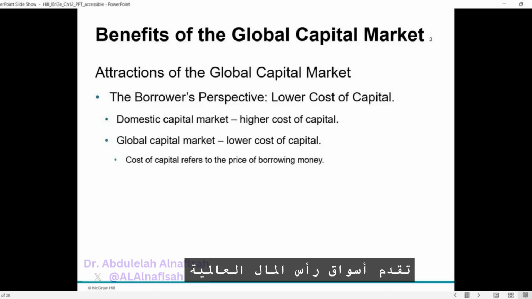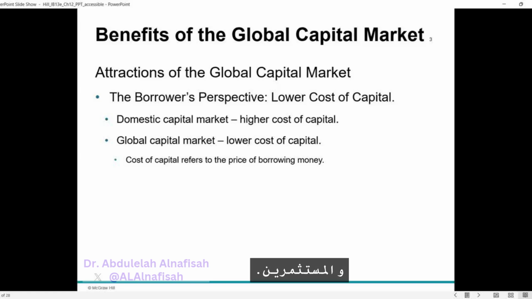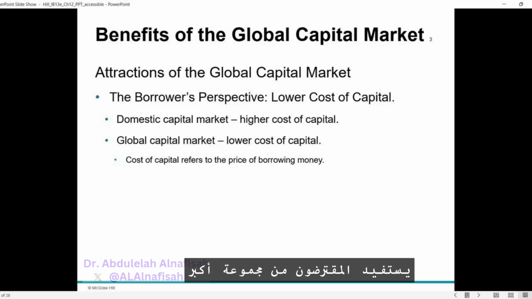Global capital markets offer significant advantages to both borrowers and investors. Borrowers benefit from a larger pool of funds and lower borrowing costs, while investors gain access to a wider range of international investment opportunities, enabling them to diversify risks more effectively. By connecting participants across the globe, these markets create efficiencies that are often unavailable in purely domestic settings.